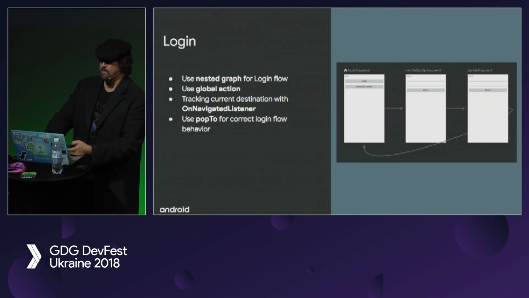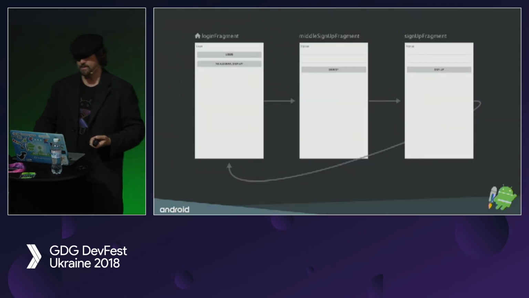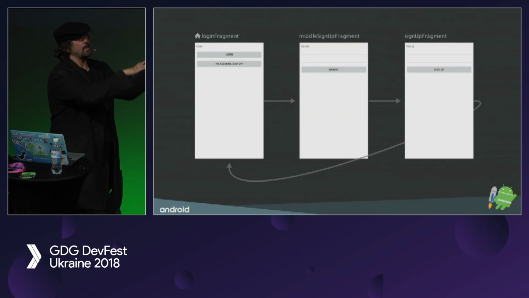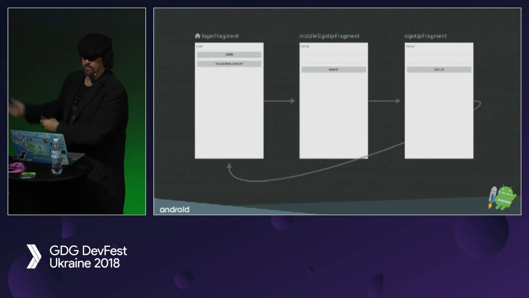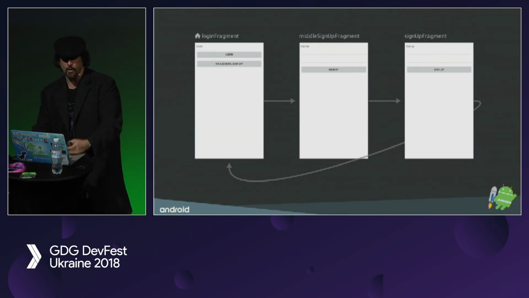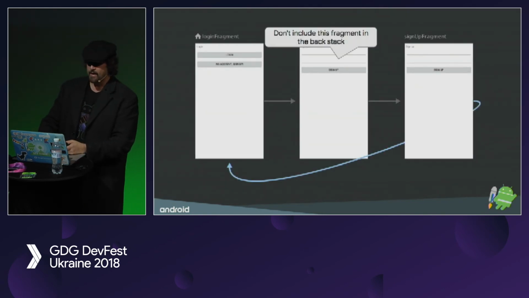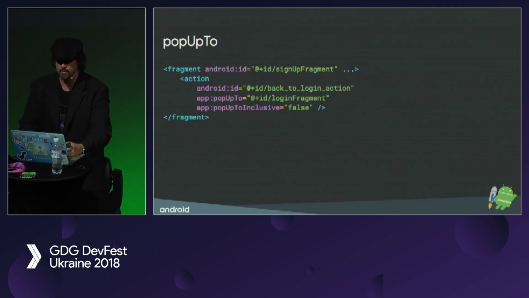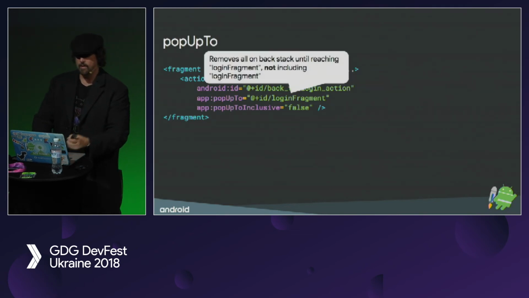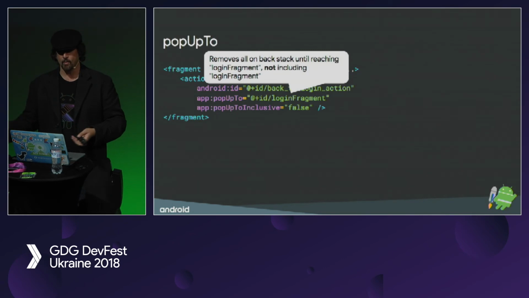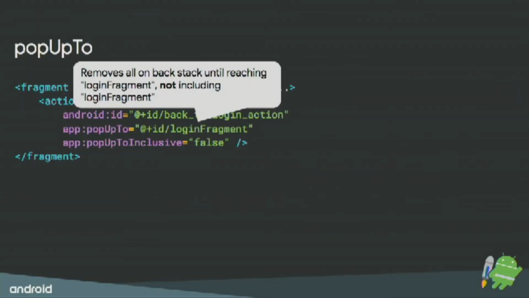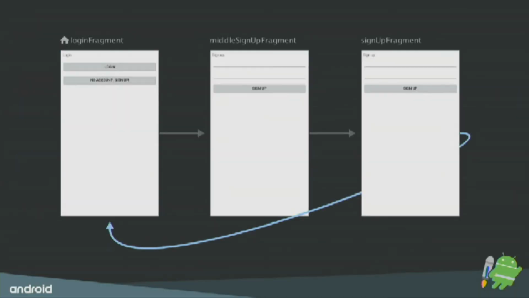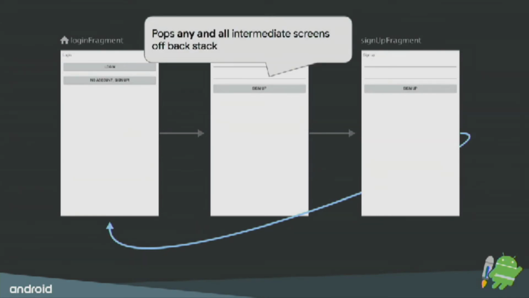And finally, let's talk about the navigation within the flow itself. So let's say we let users sign up, and there's a bunch of intermediate screens for that. And we finish sign up, you want them to go all the way back to the starting login screen. And to do that, you can use the pop-up to attribute in the graph itself. So here on the action, when you finish login, it removes everything on the backstack up to, but not including the login fragment. So what this means is that any or all of these intermediate destinations will actually be popped off the backstack.